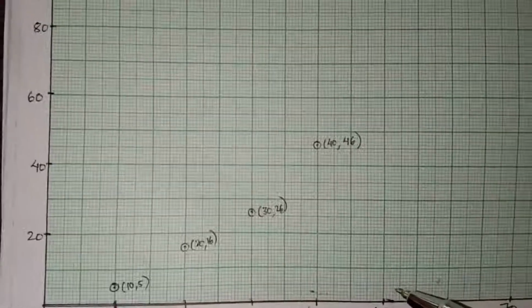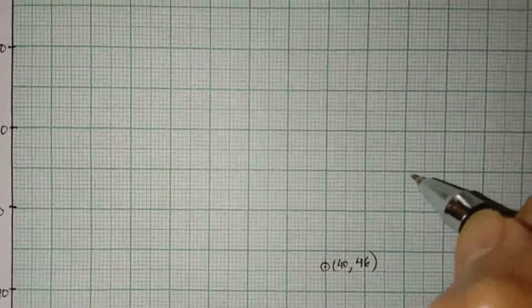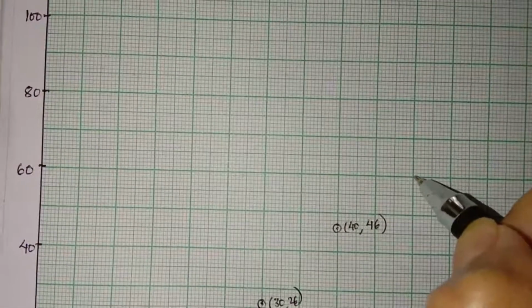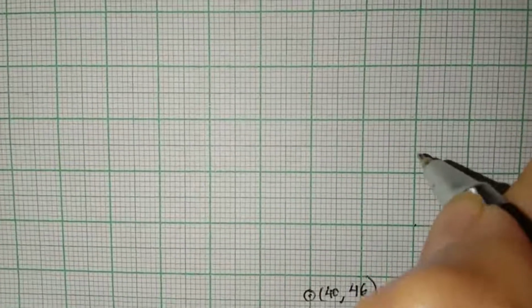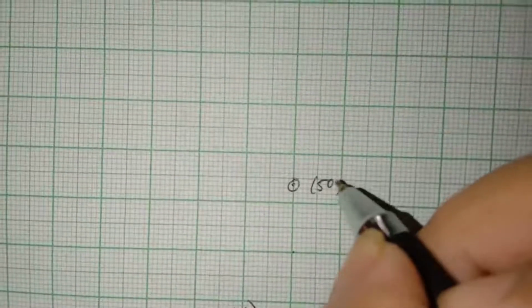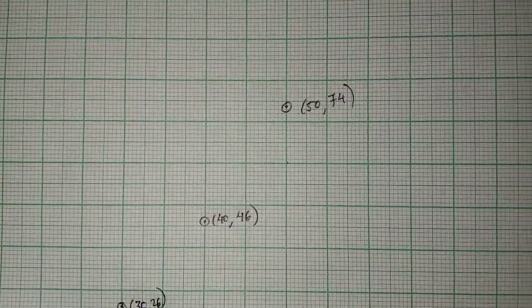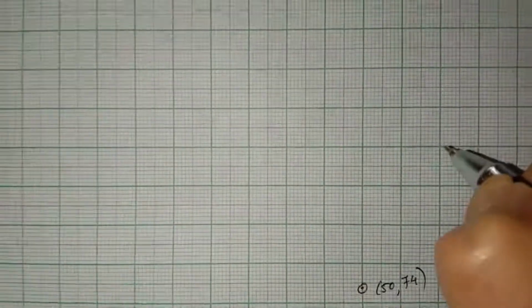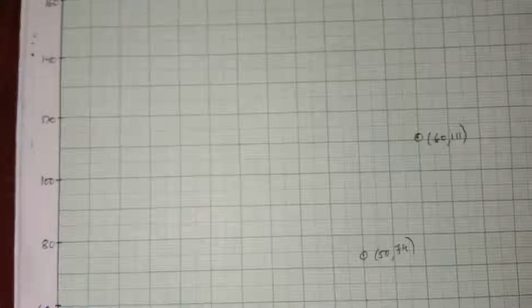Another one is 50, 74. Now next is 60, 111. Another one is 70, 151.